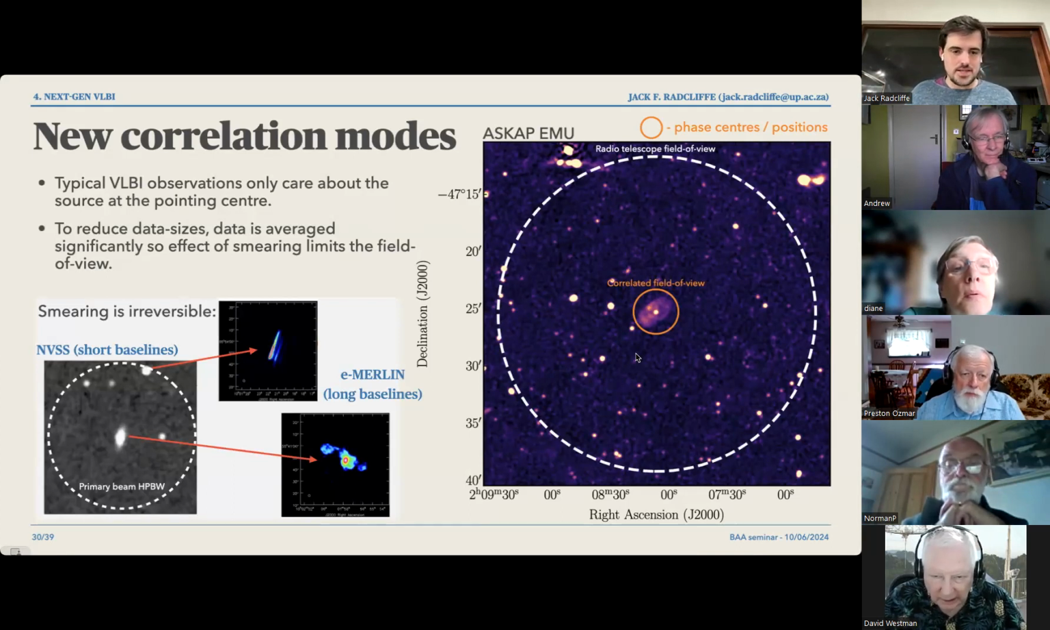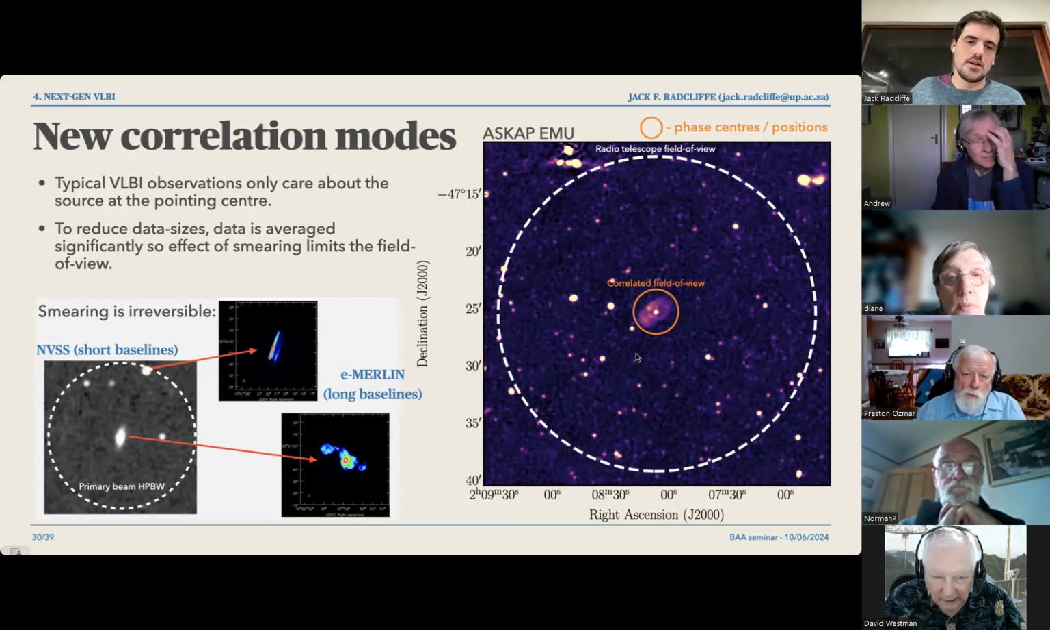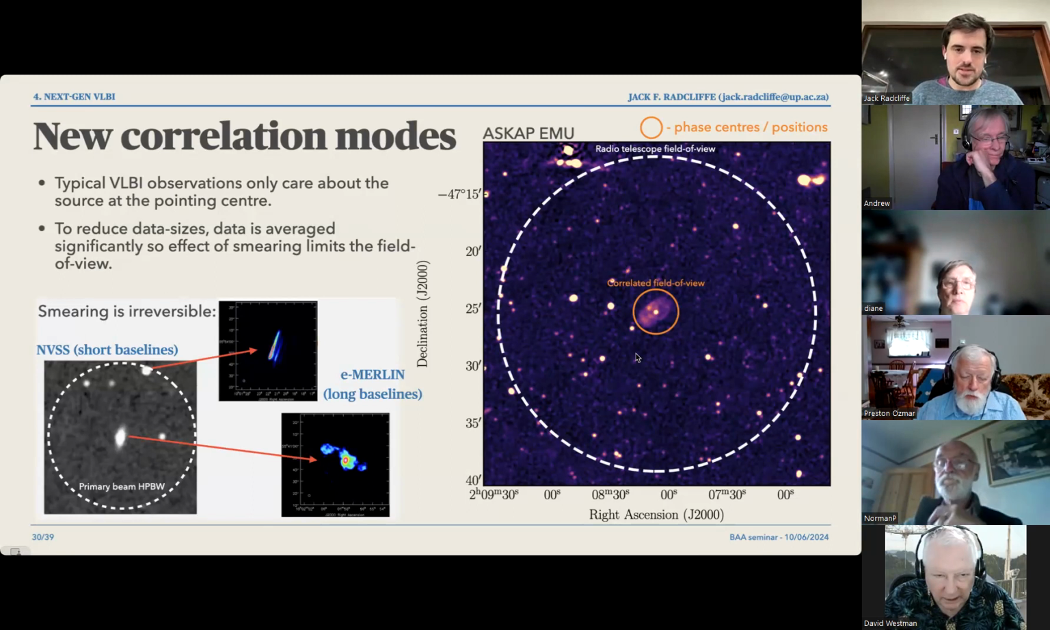Because in the olden days, VLBI had huge data rates. And so what used to happen is that people would essentially average their data down so that we can reduce this data rate. You couldn't put terabytes of data onto your laptop 10, 15 years ago, and you still struggle now. So what this ends up doing for VLBI is it ends up having this irreversible effect on all our images. And we call this smearing. So this is on the bottom left, you can see this is MVSS. So this is short baselines.